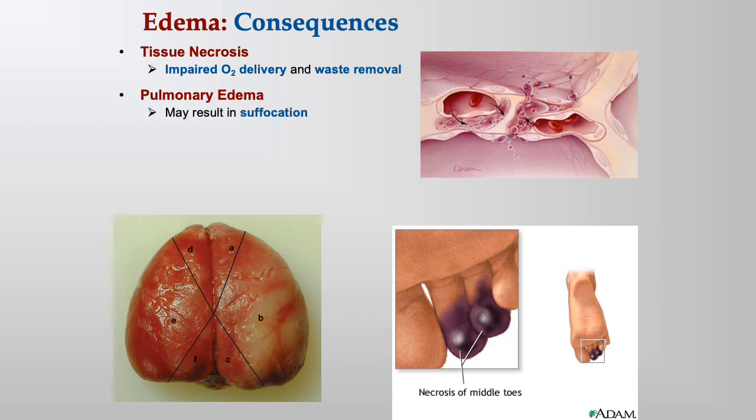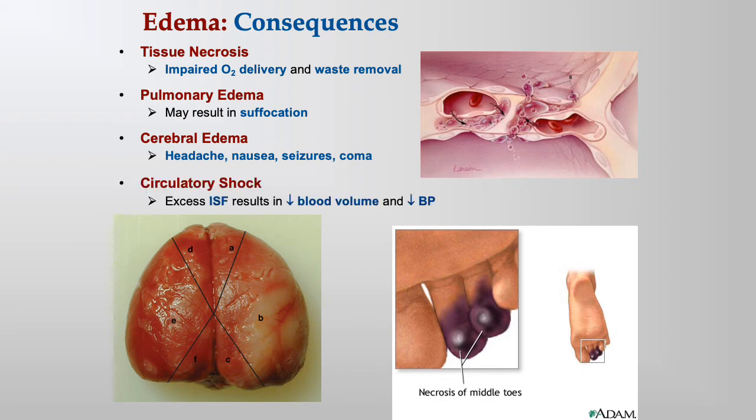Pulmonary edema can result in suffocation. Water fluid accumulates in your lungs. Cerebral edema, like you see in the lower left, is the swelling of the brain. That's a rat brain or something. But what's going to happen there? Well, the brain is not going to function correctly. Headache, nausea, seizures, coma.